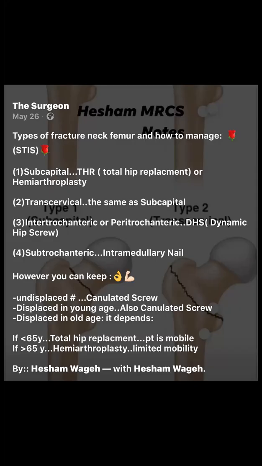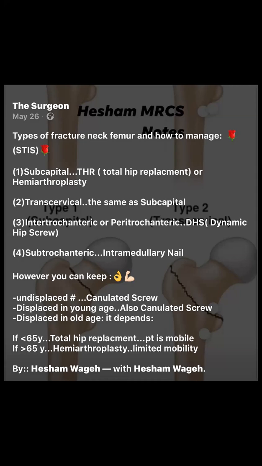Another one, the types of fracture of neck of femur and how to manage. Types of fracture of neck of femur form the word STIS. The first one is subcapital fracture, managed by total hip replacement or hemiarthroplasty. Then transcervical fracture, managed as subcapital fracture. Intertrochanteric or peritrochanteric will need dynamic hip screw, DHS. And subtrochanteric will need an intramedullary nail.